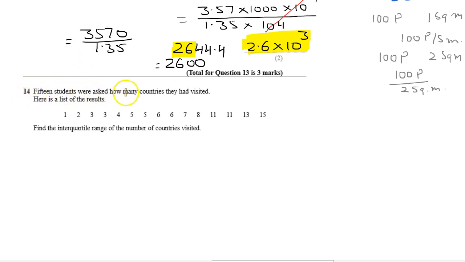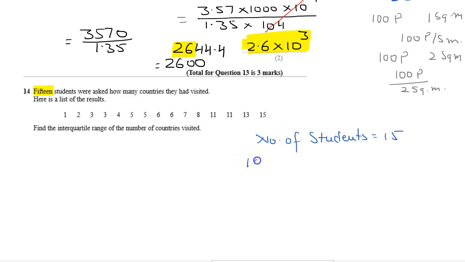"15 students were asked how many countries they have visited. Here is a list of the results. Find the interquartile range of the number of countries visited." Now first thing is, in total there are 15 students. So the number of students is 15.